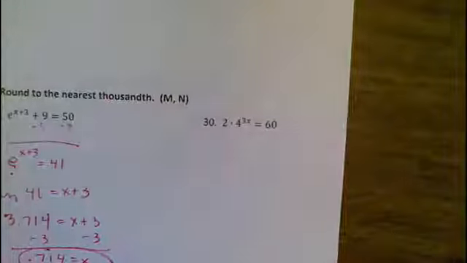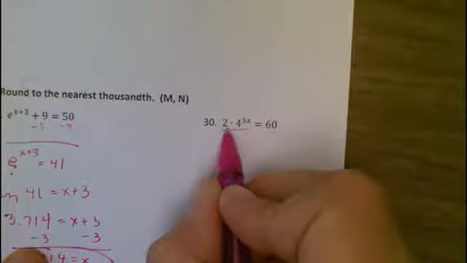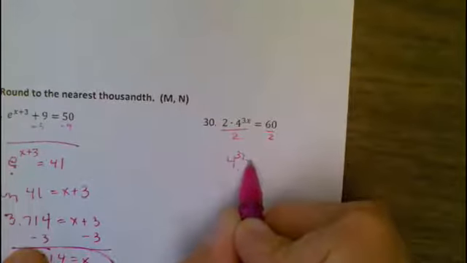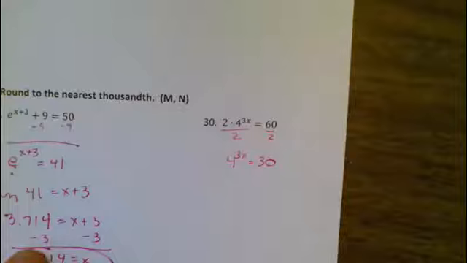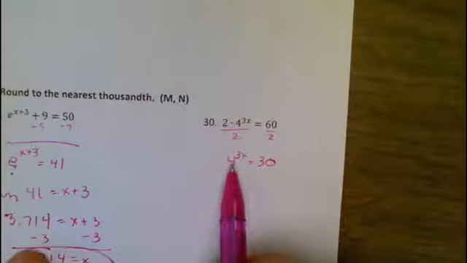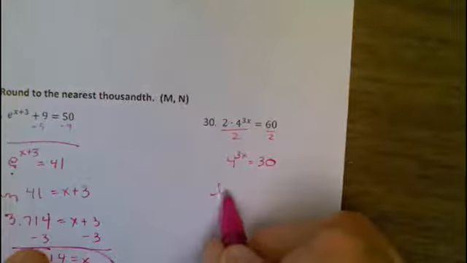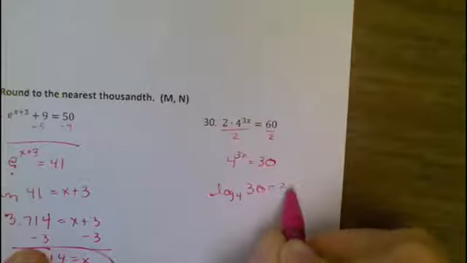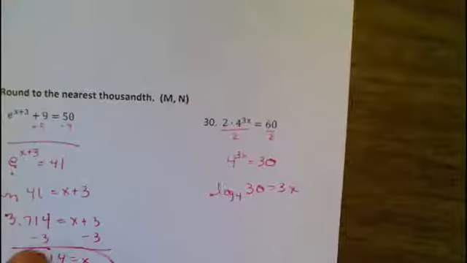Alright, so let's look at this one. Again, we have to get our base by itself before we can do anything. So I have to divide by 2. To undo multiplication, we divide. So 4 to the 3x equals 30. Got the base by itself. Now we need logs. So we're going to say log base 4 of 30 equals my exponent. So we need to figure out what is log base 4 of 30.